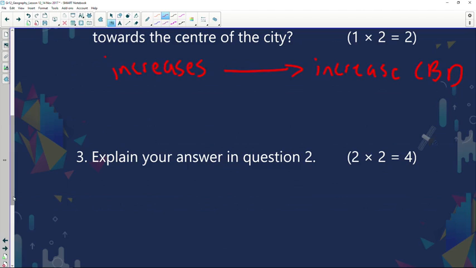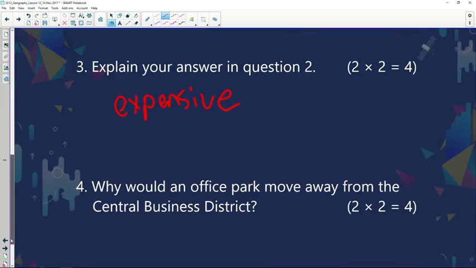Now, if you look at question number 3, explain your answer in question number 2. The reason is that the land is very expensive, like we've mentioned, closest to the CBD, and that's the reason why they build the properties very close to one another. So it's because the land is so expensive that the density is so high.